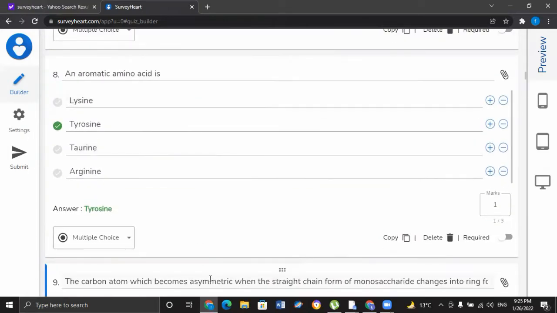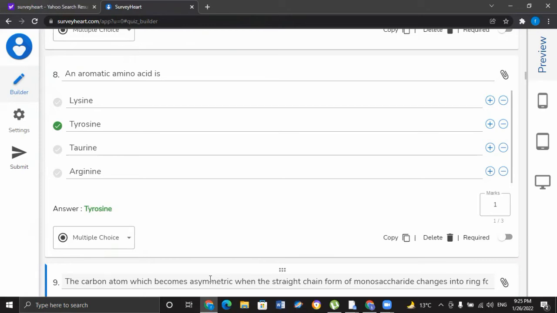An aromatic amino acid is. And as we discussed earlier, we have classified amino acids depending upon the type of functional group that is present in it, and we have divided aromatic amino acids depending upon the type of functional group present in it.